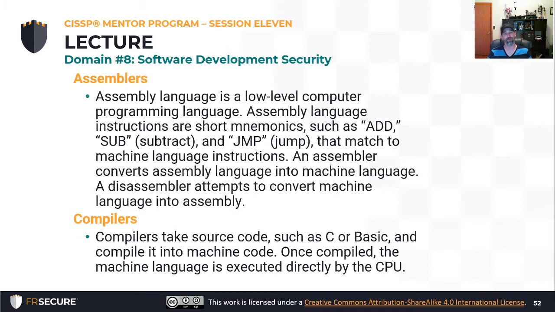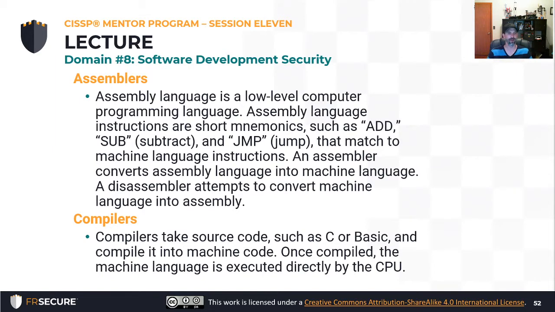Assemblers are low-level. Assembly language is low level, so it uses things like add, sub, jump. It's got these mnemonics, and it's trying to match the machine language instructions. The assembler is going to convert assembly into machine, and a disassembler tries to take the machine language and convert it back over to assembly. That's going to be when you're working with that machine language.